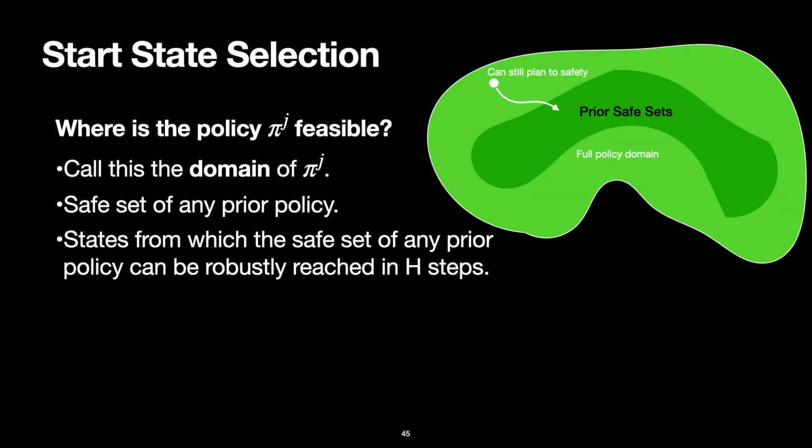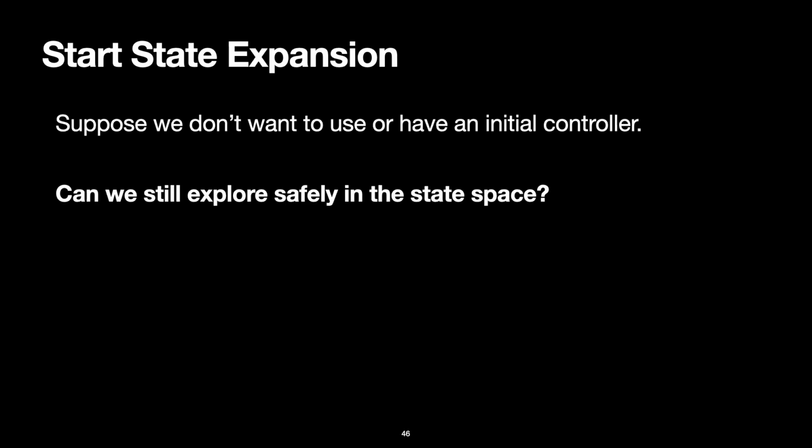Now let's generalize this strategy to novel start states and goal sets. First, let's discuss the policy domain, or the set of states where we can robustly plan to the safe set of a prior policy. Note that this includes the safe set. However, this also can include states outside of the safe set. So even though a prior policy only visited a certain set of states, we can actually start off in regions outside the set as long as we can plan back into it. In particular, this should allow us to safely explore through the state space to become feasible at desired start states, without actually requiring demonstrations or an initial controller.